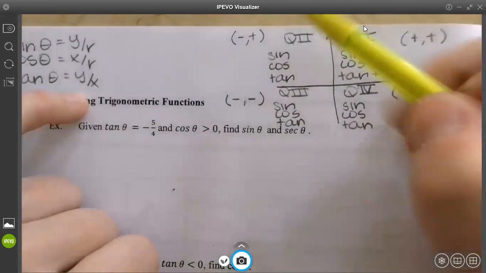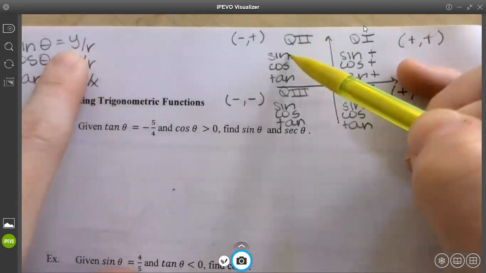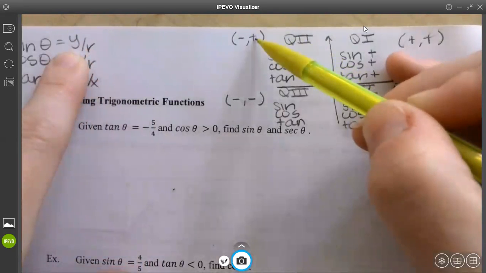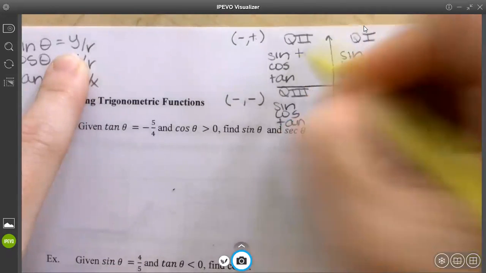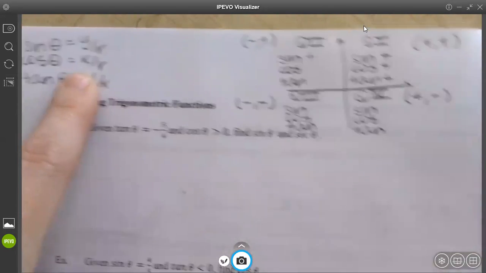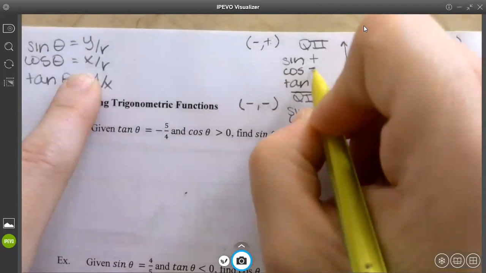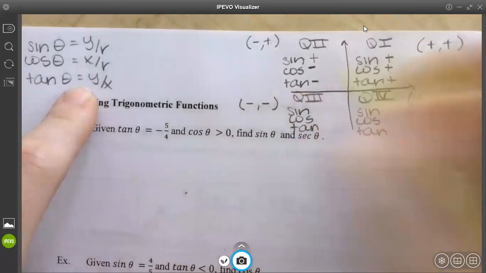All right. And the next one, quadrant 2. Sine is y over r. What is y? Y is positive. R is always positive. So positive over positive makes positive. So your sine in quadrant 2 should be positive. What happens here? Negative x. Negative x over positive r makes a negative. Positive y over negative x makes a negative.